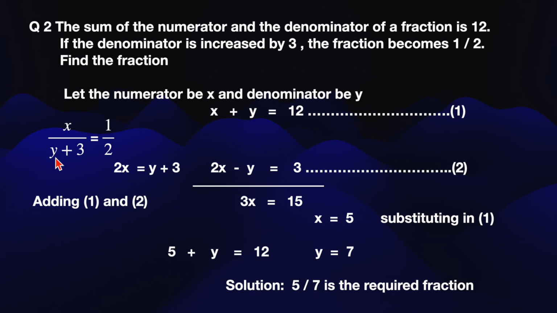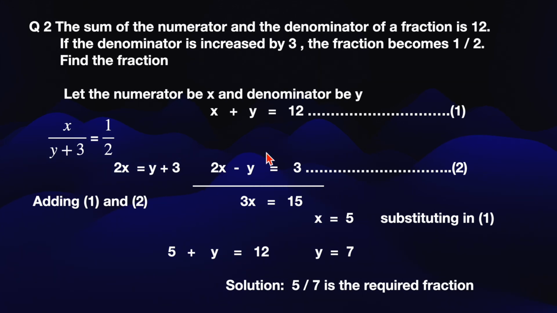Okay, next is if the denominator is increased by 3. So the denominator is here y, I'm increasing by 3. So x upon y plus 3 is equal to the fraction 1 upon 2. So simplify this. Cross multiplication, 2x is equal to y plus 3. Again, you write it in standard form like this.